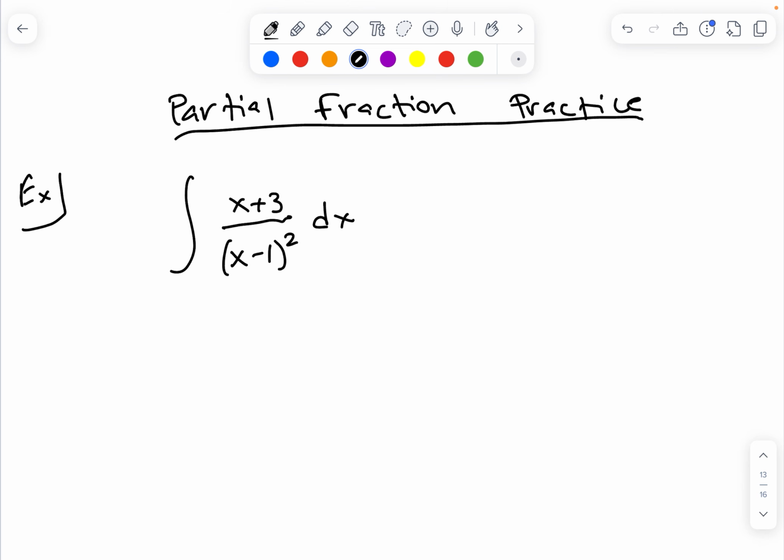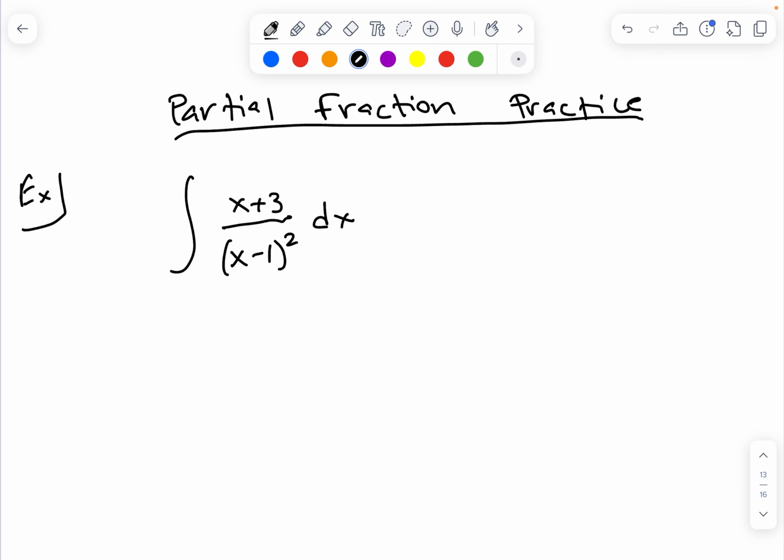If you haven't yet seen my last video, please check it out. I walk over how to do partial fraction decomposition problems as well as a few examples. This is just some more practice if you need it. So let's start with this problem.